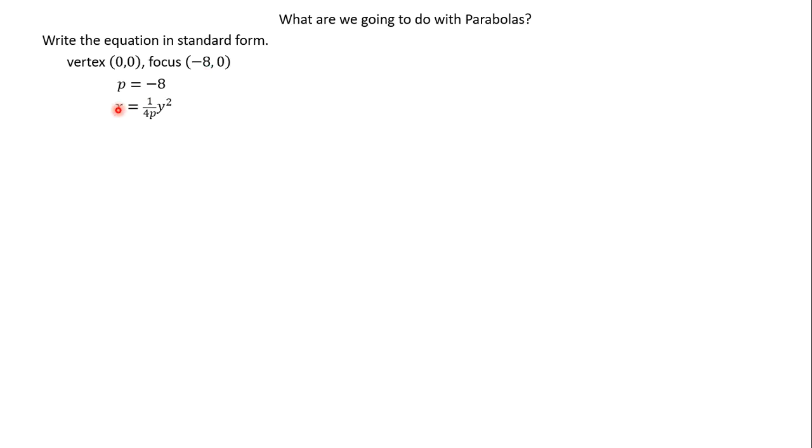It's horizontal, so x equals 1 over 4p times y squared. Just plug in negative 8, and we get x equals negative 1/32 y squared. Notice we plugged in the negative 8. It took care of that negative. It took care of flipping it for us.